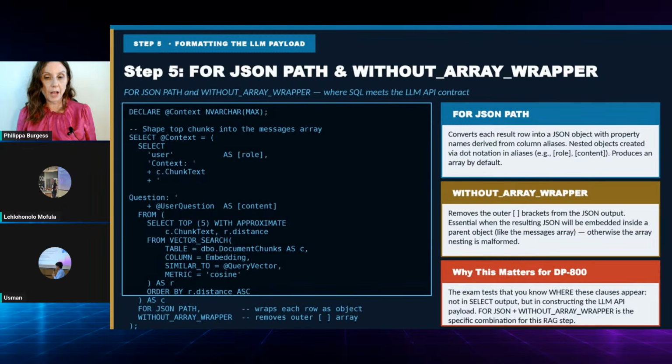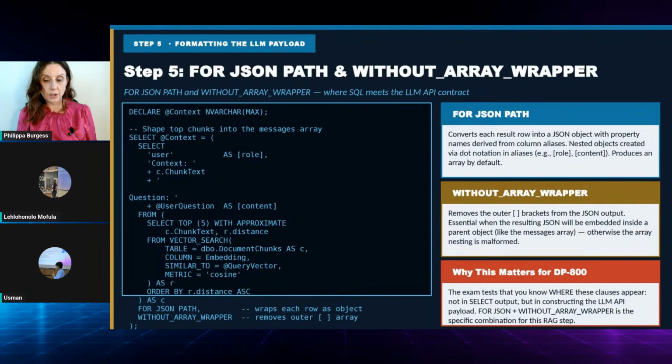And step 5, FOR JSON PATH and WITHOUT_ARRAY_WRAPPER, where SQL meets the LLM API contract. So FOR JSON PATH converts each result row into a JSON object with property names derived from column aliases. Nested objects are created via dot notation in aliases, for example role and content. It produces an array by default. WITHOUT_ARRAY_WRAPPER removes the outer brackets from the JSON output, essential when the resulting JSON will be embedded inside a parent object, like the messages array. Otherwise, the array nesting is malformed.